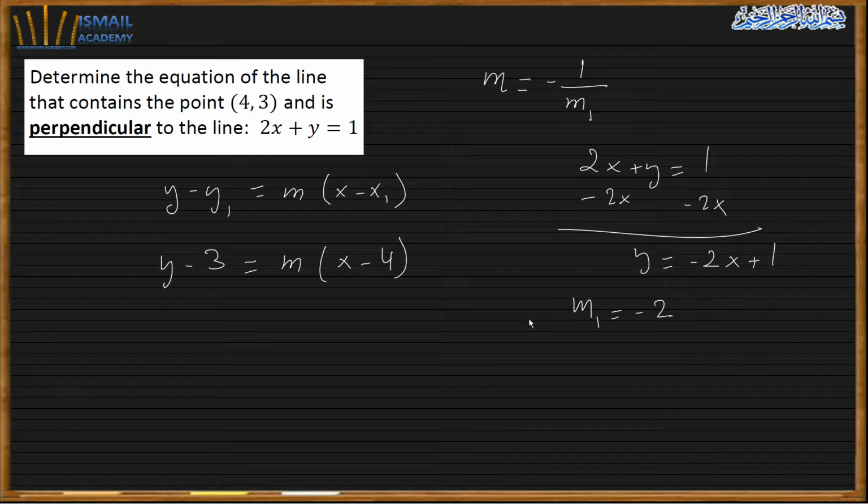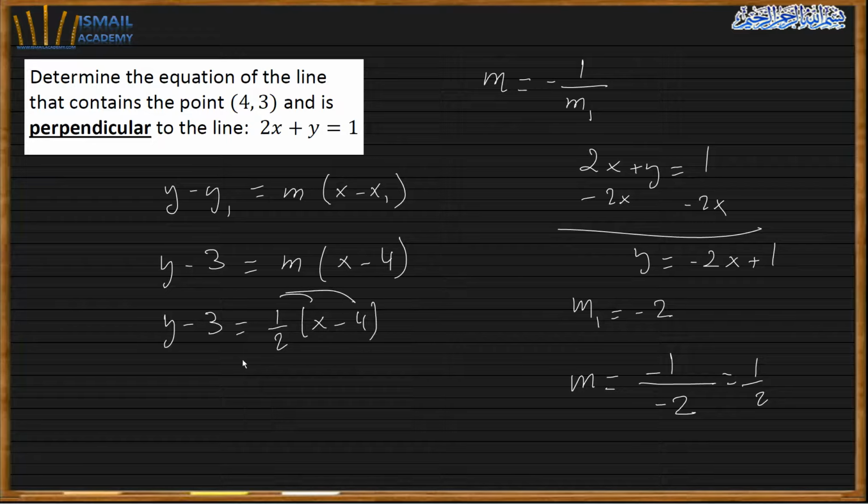So the slope of the line I'm working on, m, is minus 1 over minus 2. So it's going to be half. Then what I do, I substitute this one here. So y minus 3 equal half times x minus 4. Then what I do next, I distribute. So y minus 3 equal half x minus 2. Add 3 both sides, and you're done.